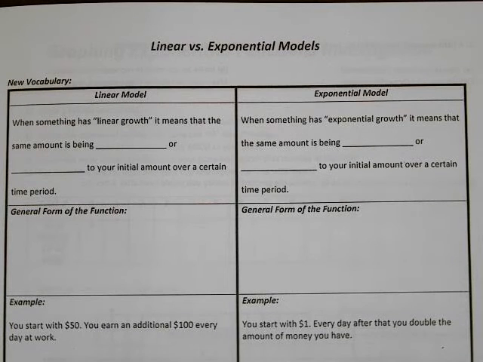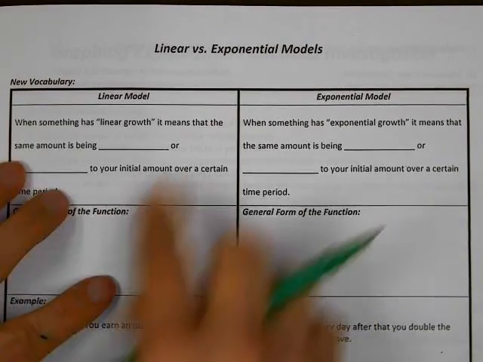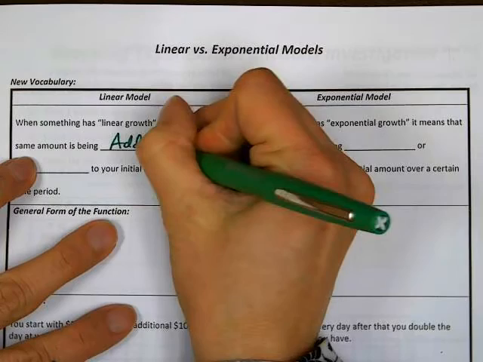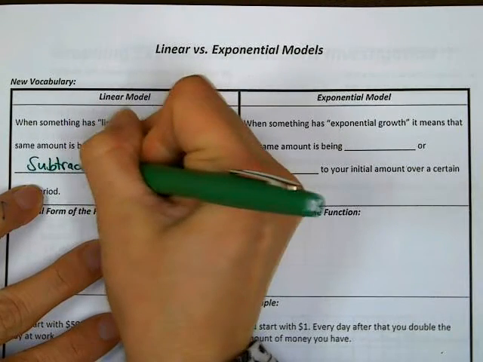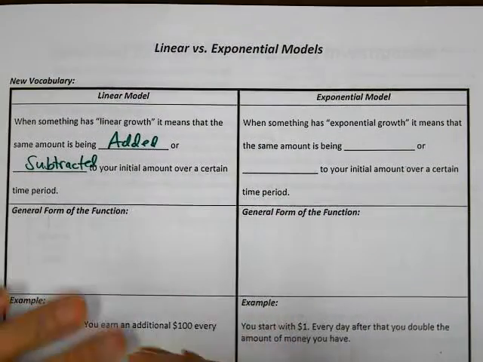Okay, let's take a look at linear versus exponential models. First of all, when something has linear growth, it means that the same amount is being added or subtracted to your initial amount.